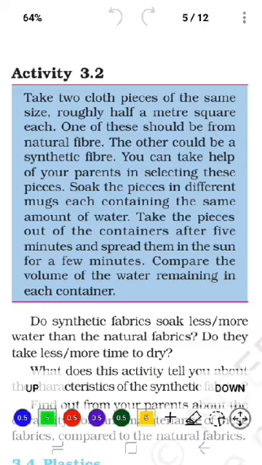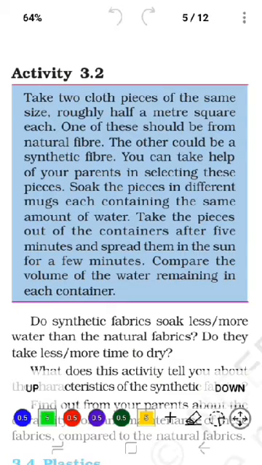সিনথেটিক ফাইবারটা খুব দ্রুত দেখবে শুকিয়ে গেছে, whereas natural fiber-এর তৈরি যে কাপড়টা তুমি spread করে দিয়েছিলে sun-এ, সেটা শুকোতে অনেকটাই সময় লেগে গেছে। Now, if I ask you the question, which types of cloth do you prefer?